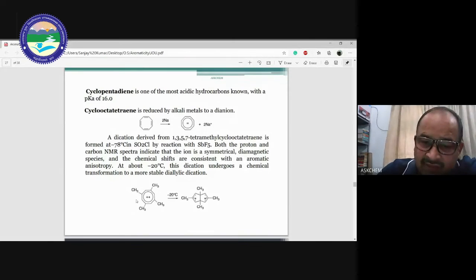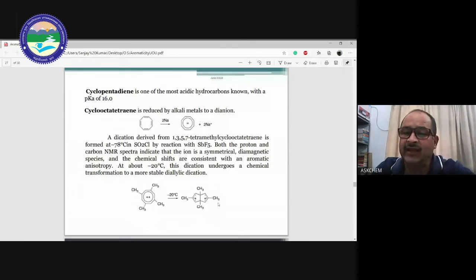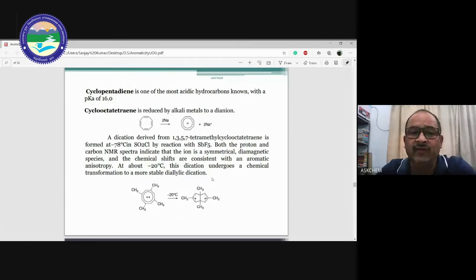Now this is about this cation, because the cyclooctatetraene dication has 6 pi electrons, and 6 pi electrons is a Huckel number, a delocalized Huckel number. So it undergoes transformation to the diallylic cation. This is the diallylic cation which is formed here.